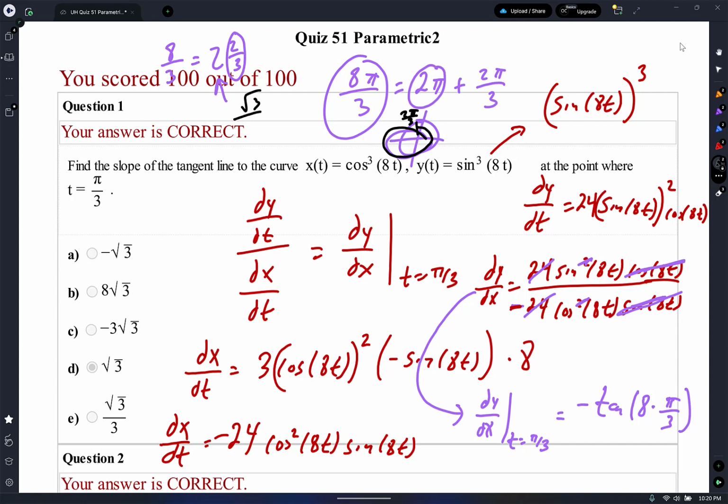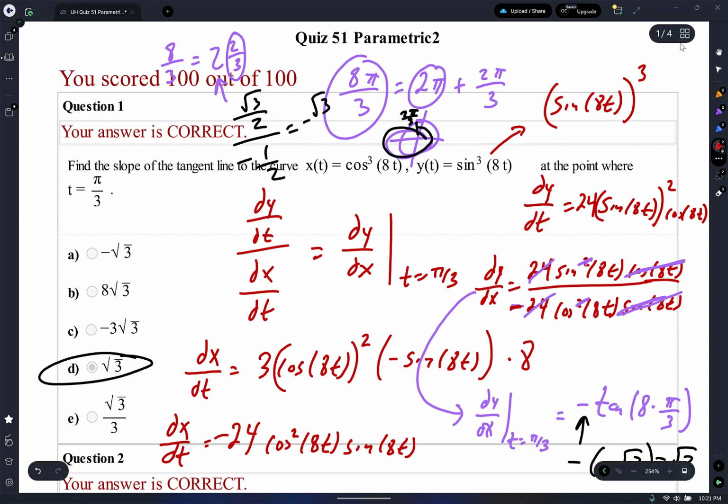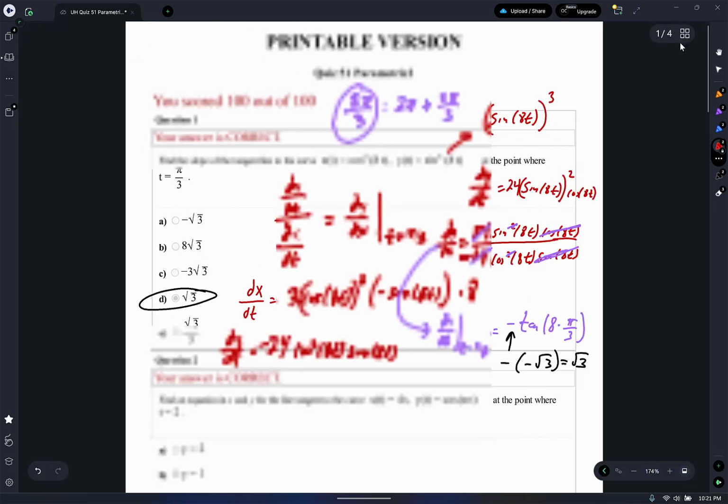So square root of 3 over 2 divided by negative half. So there it is. Negative divided by negative. Well, I guess first this is just negative square root of 3. But remember that you have a negative here in the front. So you have negative times negative square root of 3. So it's just square root of 3. Yeah, that was kind of hard, guys. Sorry for all the work there. Hopefully that made sense. If it didn't, let me know.